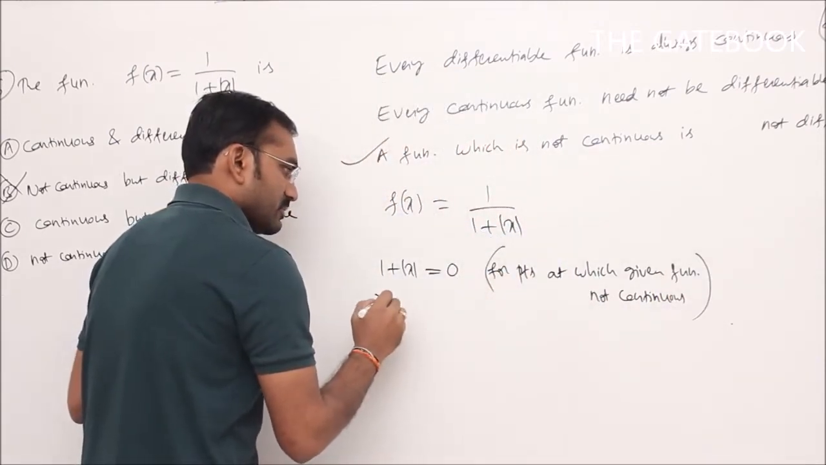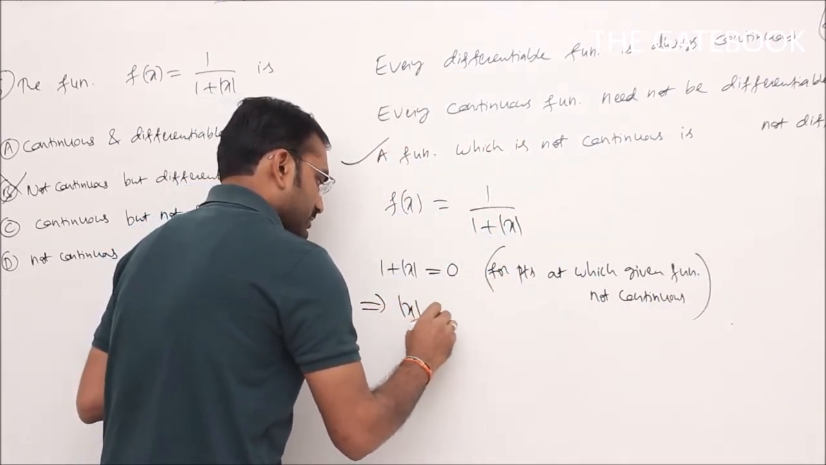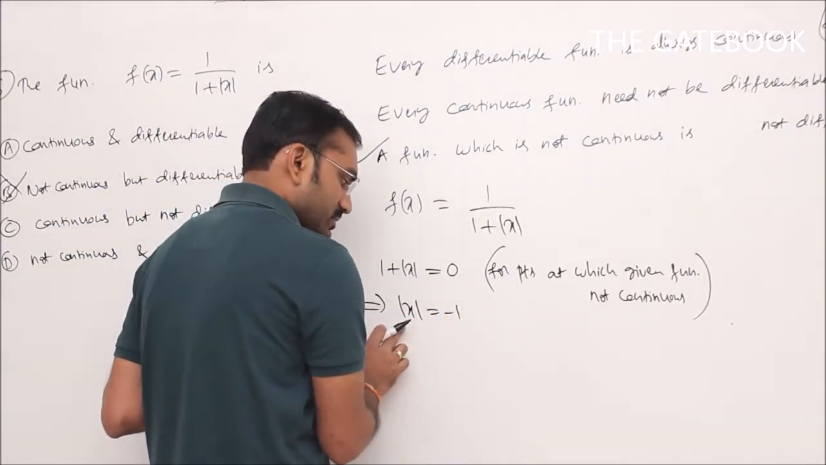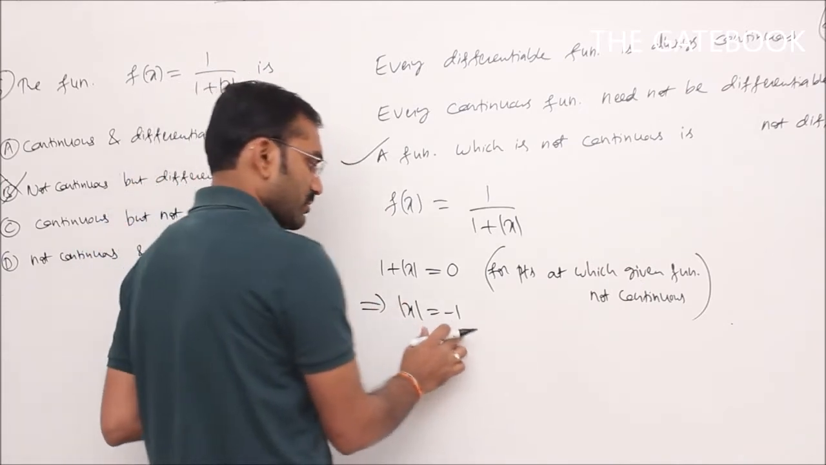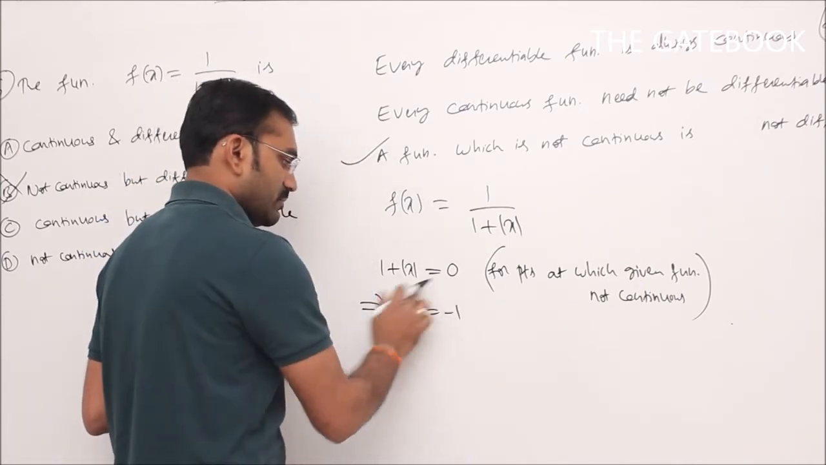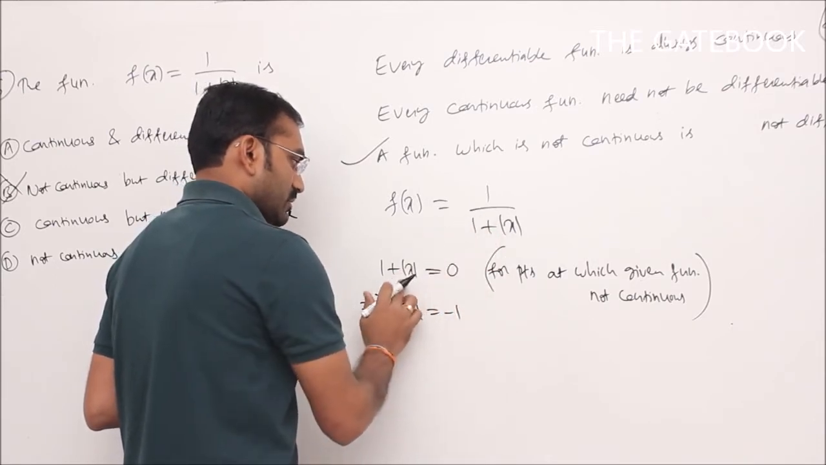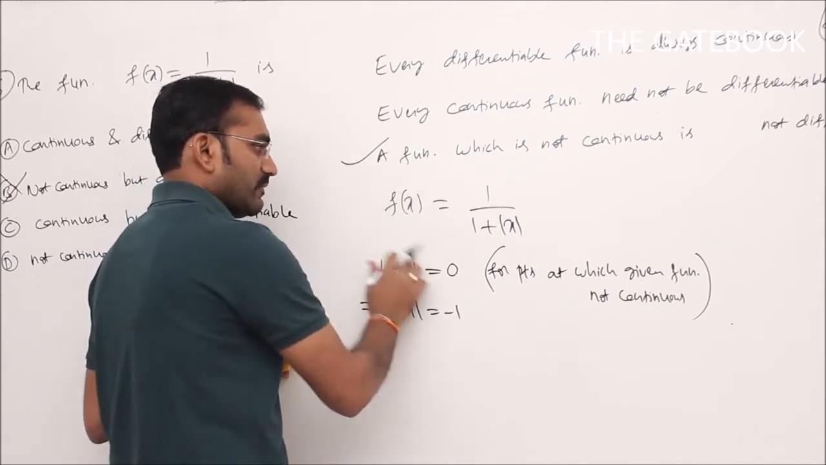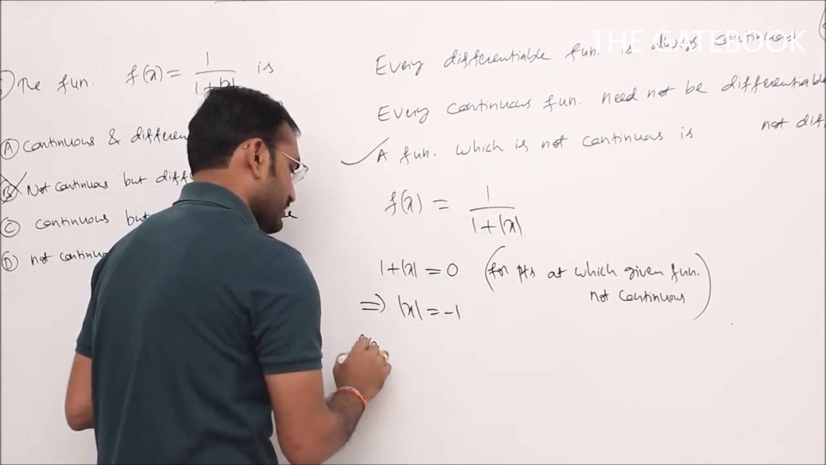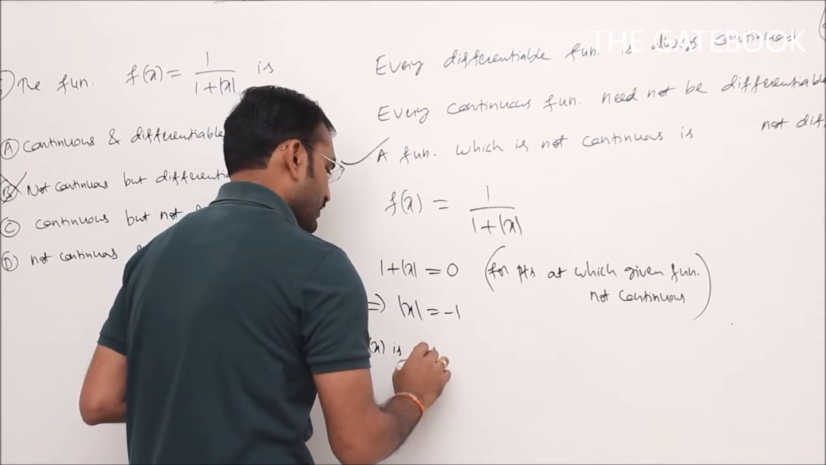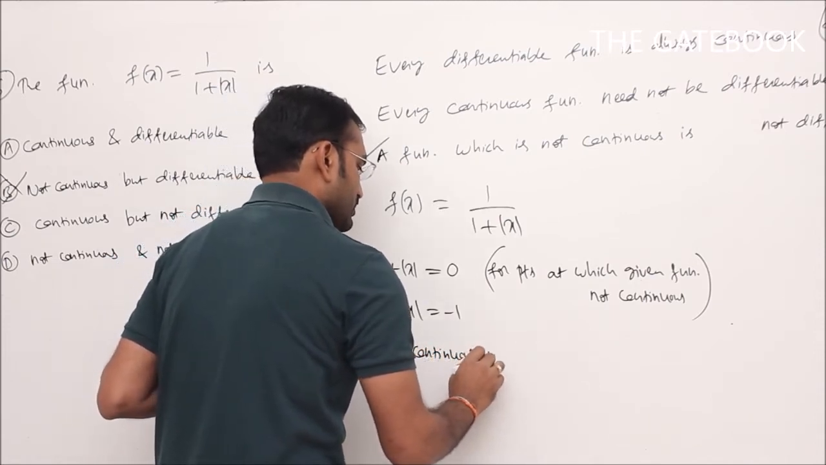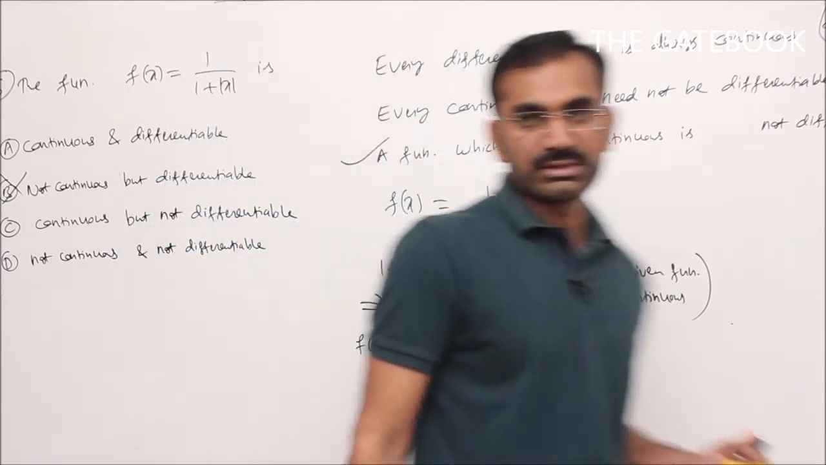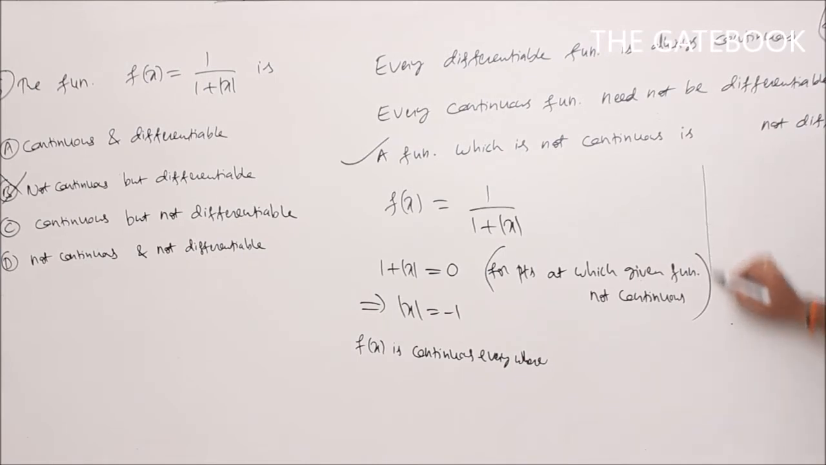So it implies mod x is equal to minus 1. This is impossible. The modulus of x value is always positive; mod x cannot be negative. Therefore the denominator cannot be 0. Therefore that function is always continuous. So f of x is continuous everywhere, with no points of discontinuity. So that is regarding continuity.